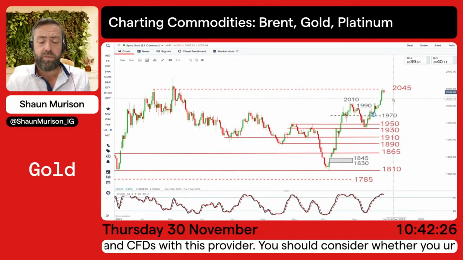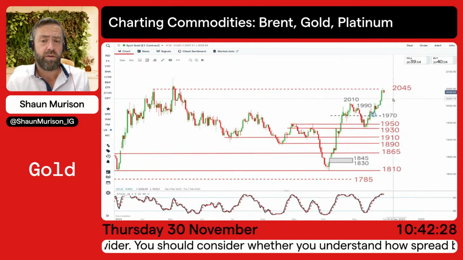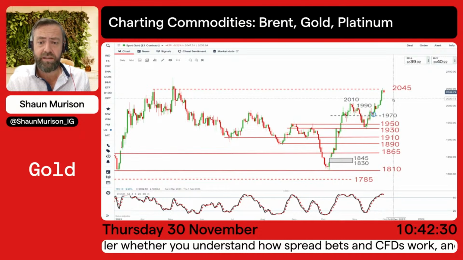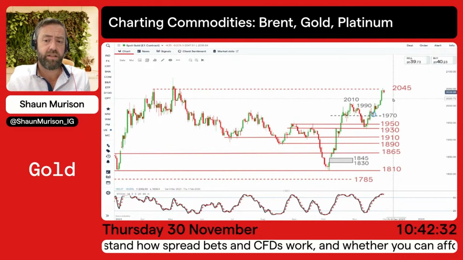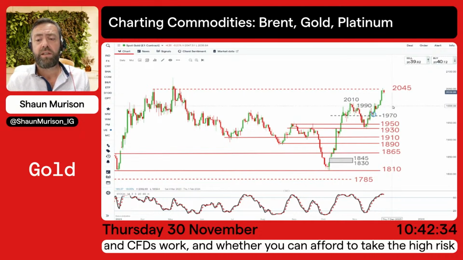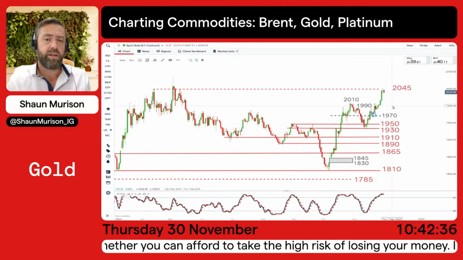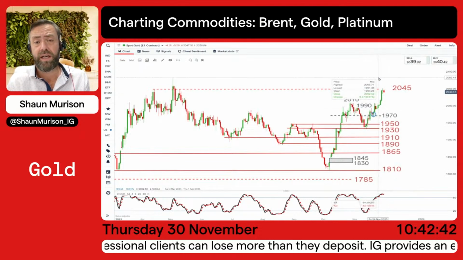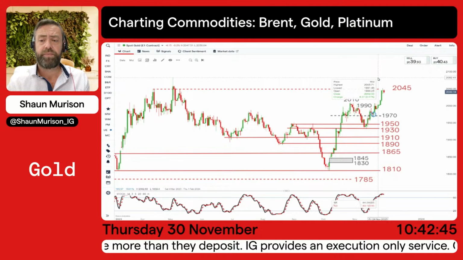So preference here is to wait for a pullback from the high, to look for long entry, provided that pullback ends and just ticks back. Price just ticks back at one of those lower levels. Alternatively, higher risk type trade setup would be a close above that 2045 mark, upside breakout, in which case we start targeting 2080, that previous high.